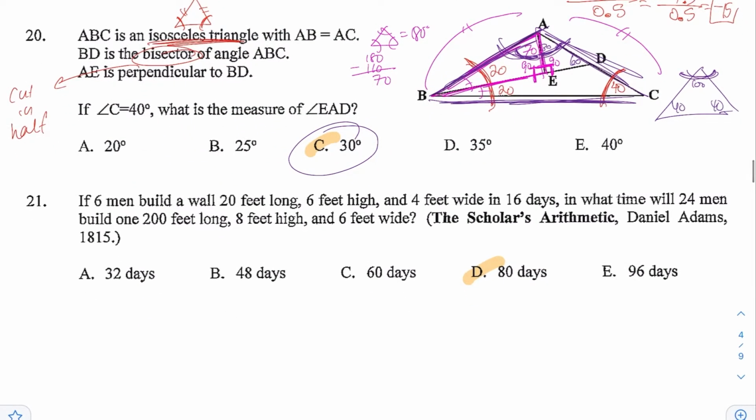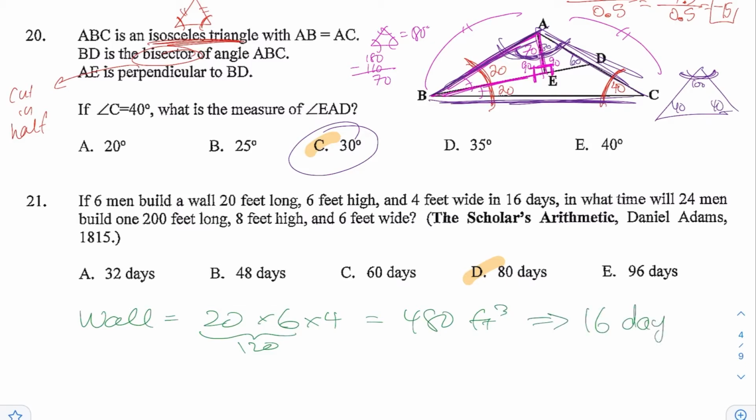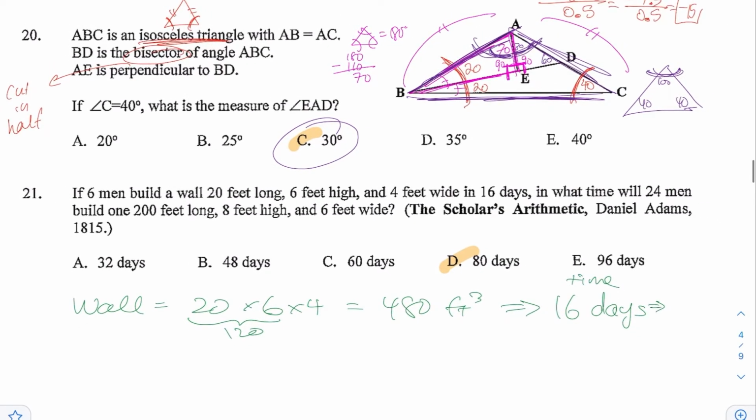Next for number 21, if 6 men build a wall 20 feet long, 6 feet high, and 4 feet wide in 16 days, in what time will 24 men build one 200 feet long, 8 feet high, 6 foot wide? So here, you have to figure out the volume of this wall, which is 20 by 6 by 4. And that's 120 times 4, or 480 cubic feet. And this is in 16 days, which is a unit of time. And this is for 6 men.